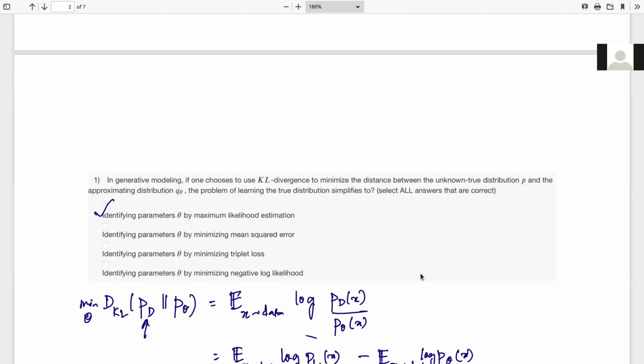For that, we try to minimize the KL divergence between these two distributions. The higher the KL divergence, the more different these two distributions are. The lower the KL divergence is, the closer these two distributions are. So the aim here is to minimize the KL divergence between the unknown true distribution P and the approximating distribution Q of theta.